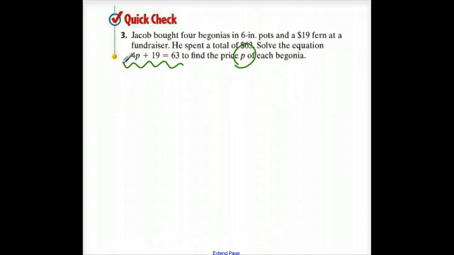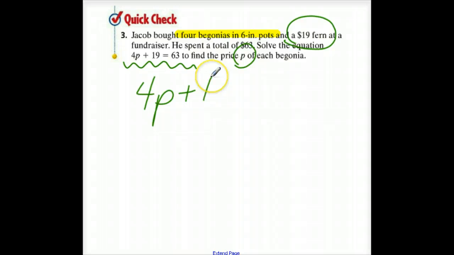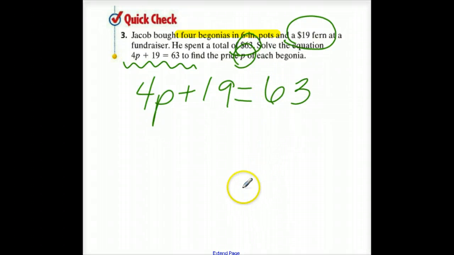Let's look at how they got this equation. At the store, he bought 4 begonias in 6-inch pots. So we don't know the price of the begonias, so we're going to put P for price, but we know he bought 4 of them. He also bought a $19 fern, so I'm going to add that $19. That's going to give us a total of the $63 he spent. That's how you write a two-step equation.